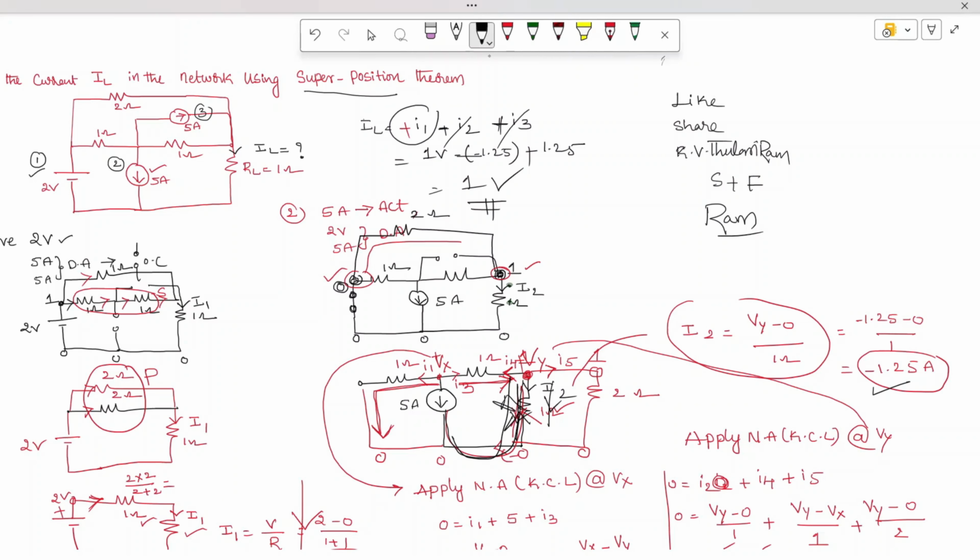Some students may get confused about what happens here. Just go through the problem, then you'll get clarity.